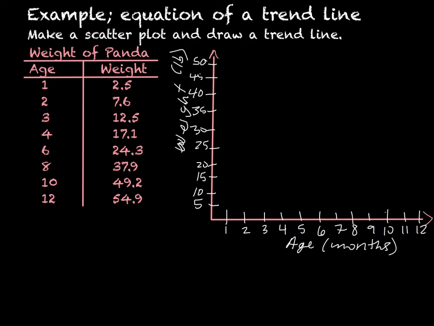Okay, so we're going to just do the scatter plot like we did before. So we go over to 1 and then up to about 2.5. Then we go over to 2 and then up to 7.6. And then over to 3 and up to 12.5. And so on. So you just graph all those points. So our completed scatter plot would look something like that, where we just have all of our points plotted out. Keep in mind that it looks like we're skipping month 5 and month 7 and month 9, so you leave holes there because we don't have any plots for them.